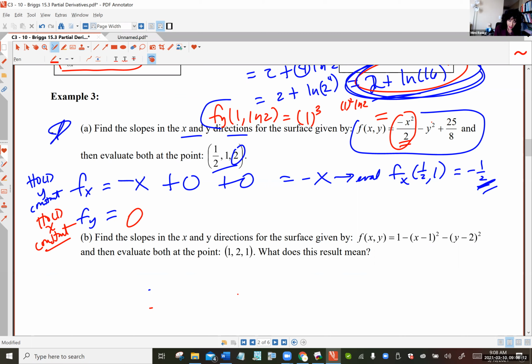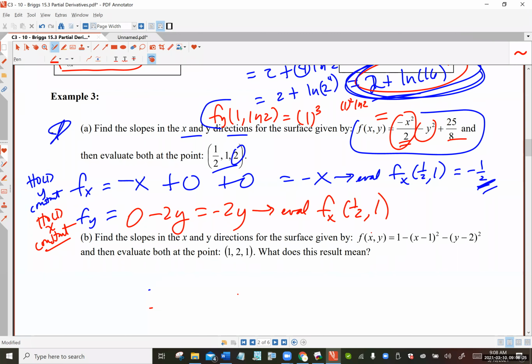Okay, so that's done. The derivative of minus y squared with respect to y is negative 2y, and then the 25/8 goes to 0. So you're just going to get negative 2y. When you evaluate this at the point with coordinates (1/2, 1), just substituting, I get negative 2. Also a negative slope. That means I can ski in that direction.